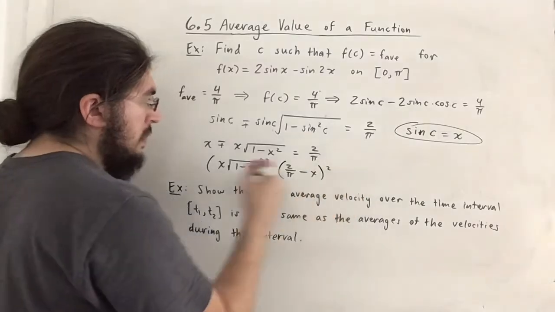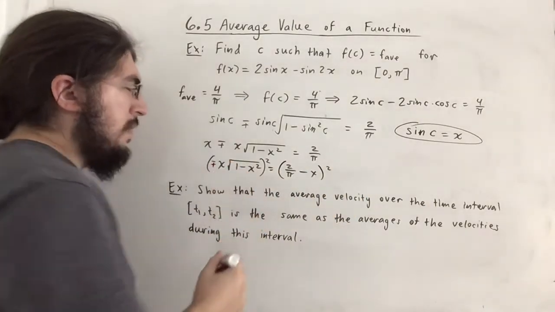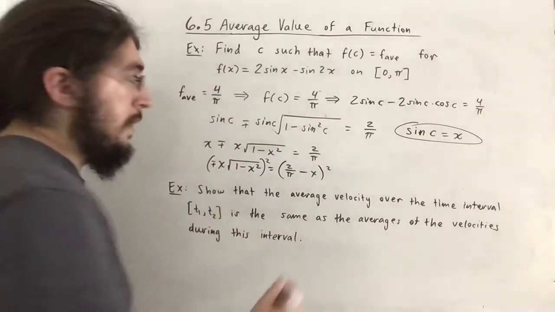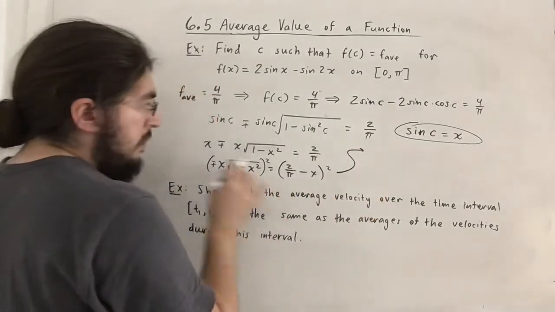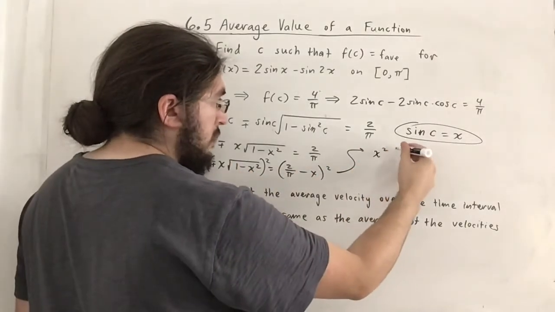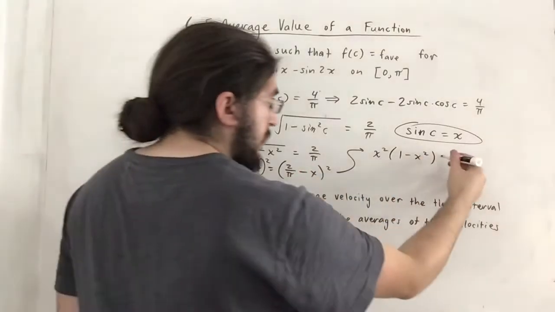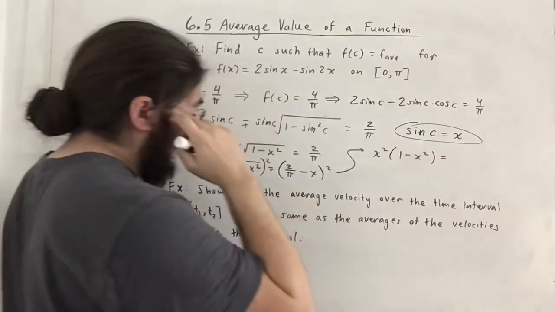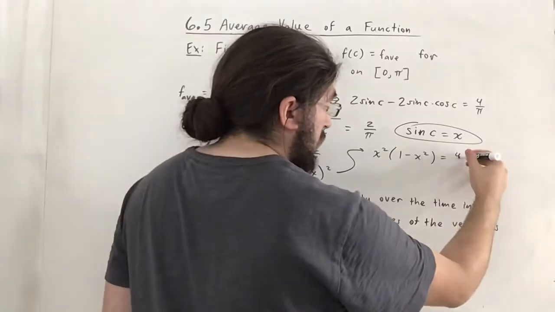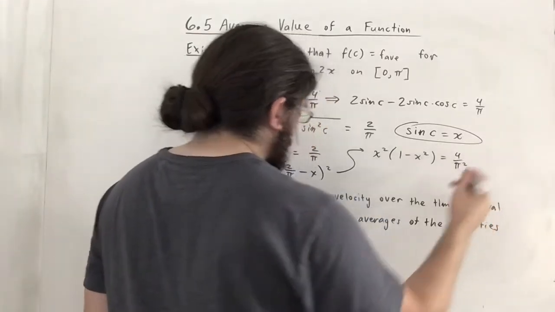Now, of course, I'm missing the minus plus part, so I'll include that, but when you square it, the sign doesn't actually matter. So when you square this out, you get x squared times the radical squared, which cancels the radical. When you square this out, you get a binomial squared. That's going to be 2 over pi quantity squared, which is 4 over pi squared.